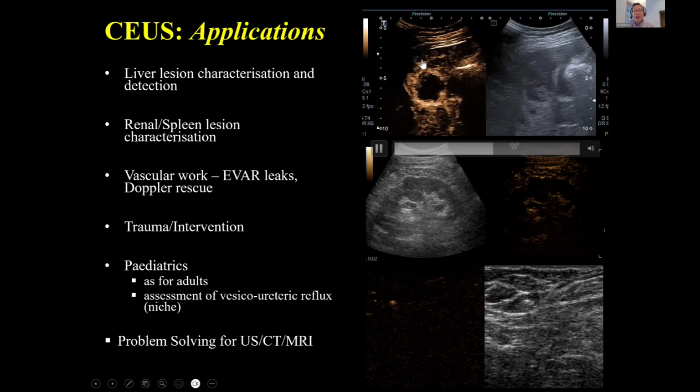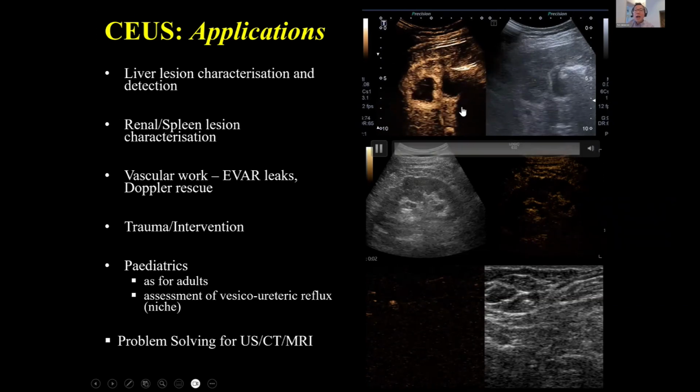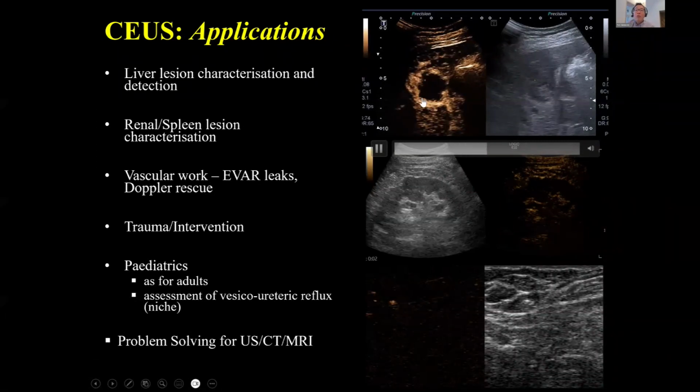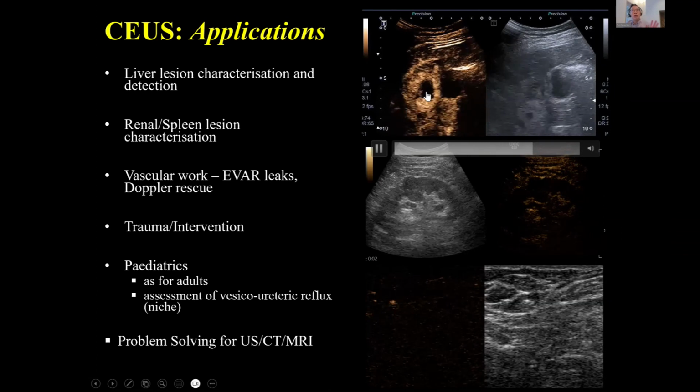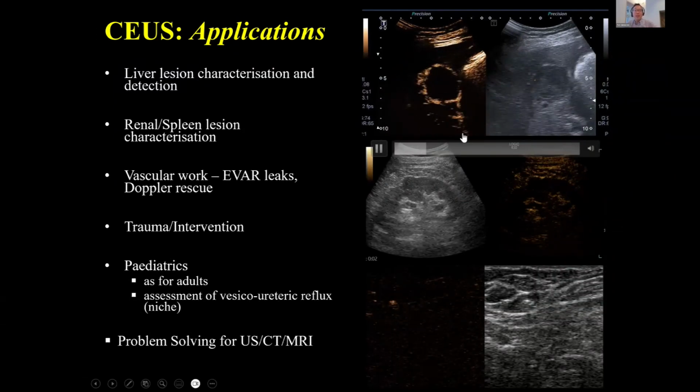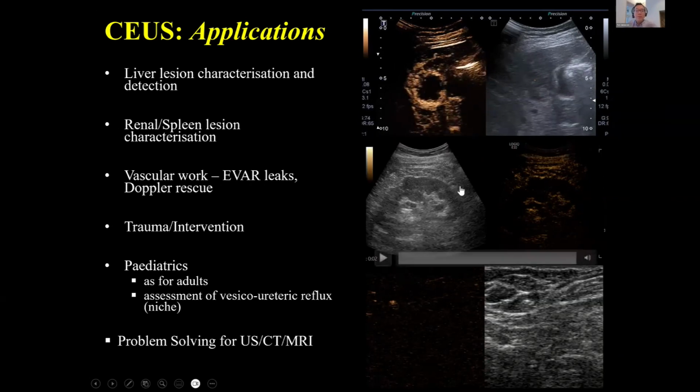And here, I'm just going to start this video clip showing you the split screen mode. So on the left-hand side is where your contrast is, and this is your grayscale localizer. And what you can see is a hypoechoic lesion, but very quickly, this peripheral nodular enhancement, you know that this is a hemangioma within seconds, much faster than you'll be able to do a CT or MRI scan.